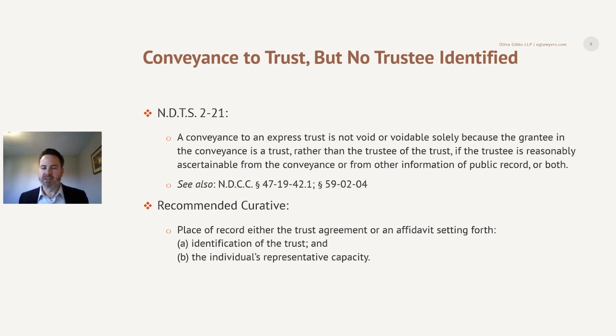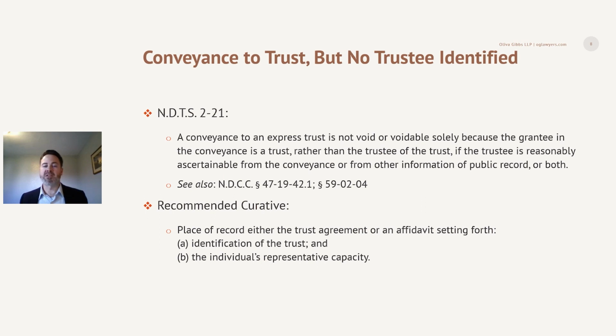47-19-42.1 provides the conveyance is not voidable solely because the grantee in the conveyance is a trust rather than the trustee of the trust, or is an estate rather than the personal representative of the estate, if the identity of the grantee is reasonably ascertainable from the conveyance or from other information of public record, or from both. Therefore, if the identity of the grantee can be identified from the conveyance or from other information in public record, this conveyance will not be void.